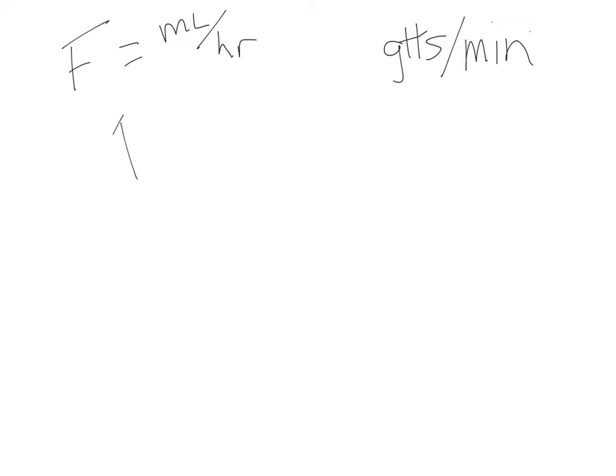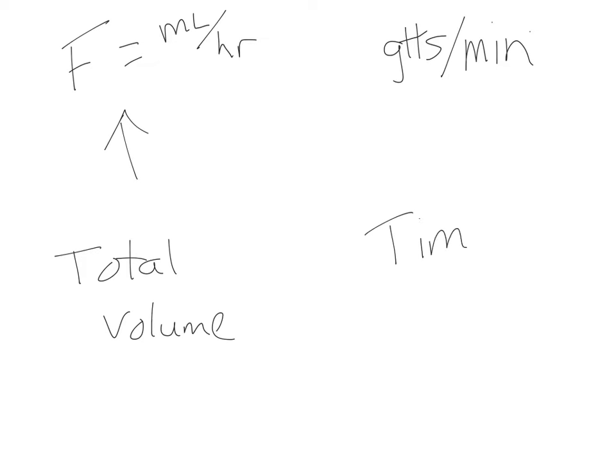Again, we know their flow rate is milliliters per hour, so if we know their flow rate, in other words what they're getting each hour, and we know how long an IV should take, we should be able to calculate their total volume. So we'll be able to calculate total volume today. We'll also be able to calculate how long an IV will take. If I'm given the total volume they need to receive, and I'm given the flow rate, meaning how much they're going to receive per hour, then from that I should be able to calculate the time.